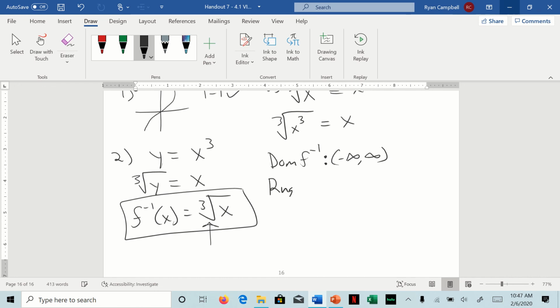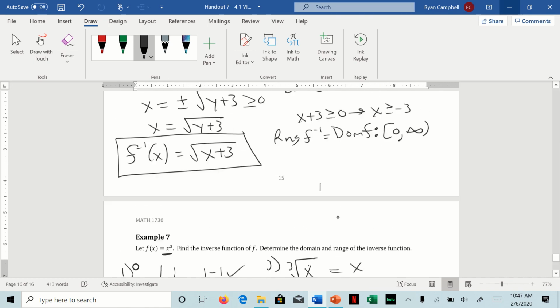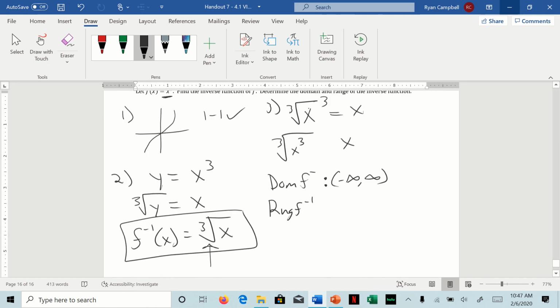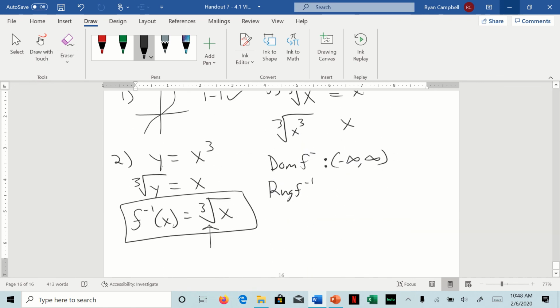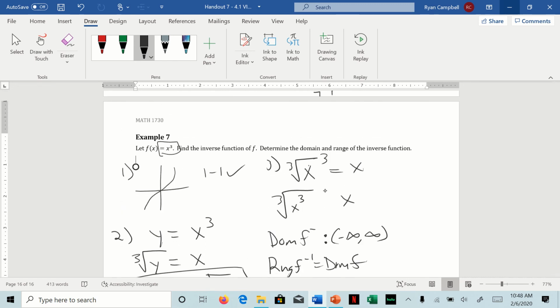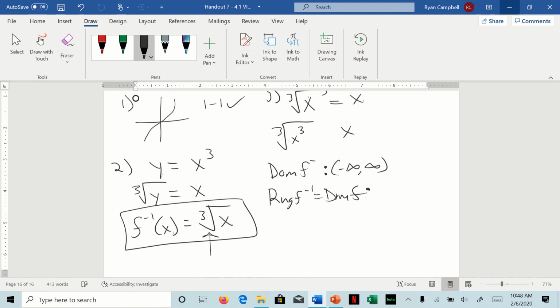And then what about the range? Remember, the range is going to be the domain of our function, looking at x cubed. Are there any fractions? No. Are there any even radicals? Nope. So are there any restrictions? No. So once again, that's just going from negative infinity to positive infinity.